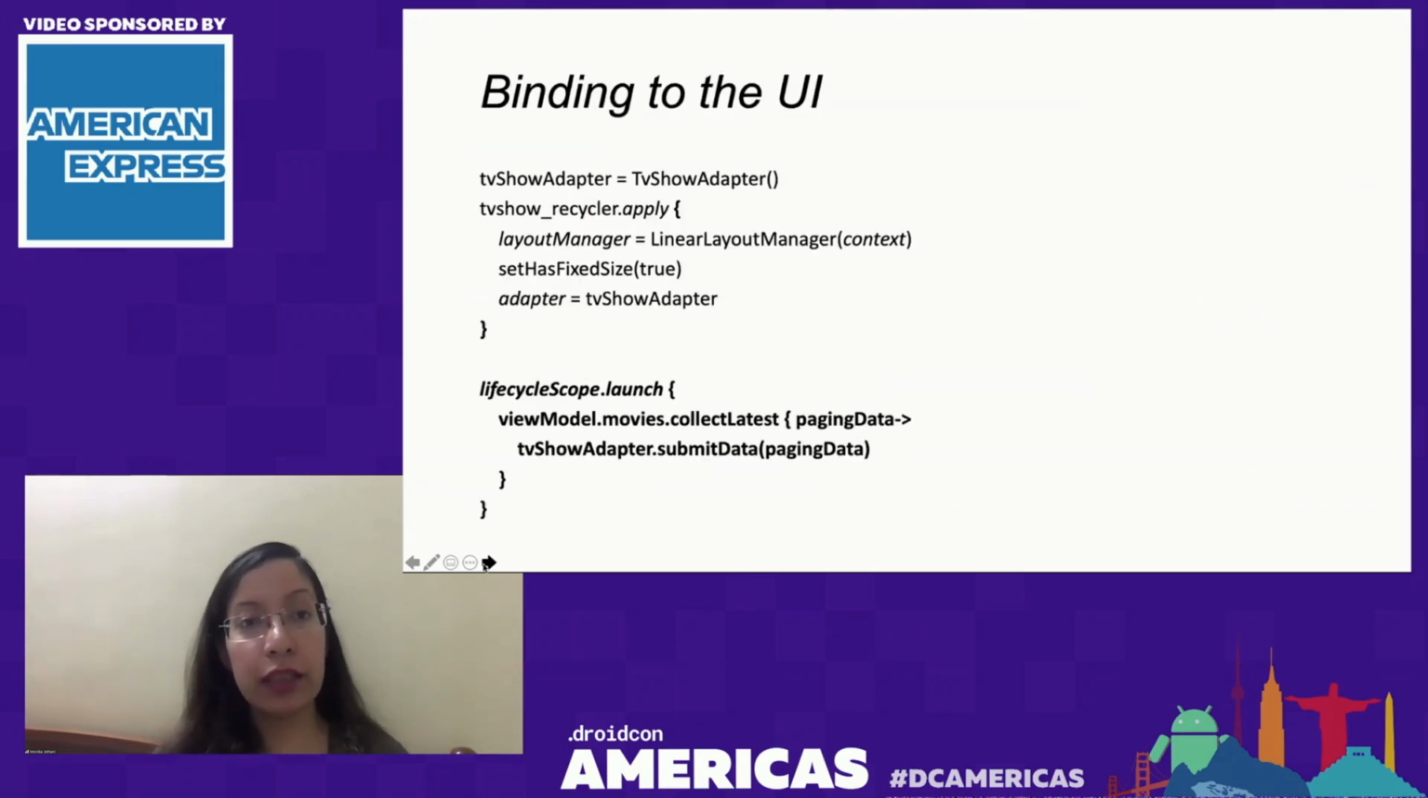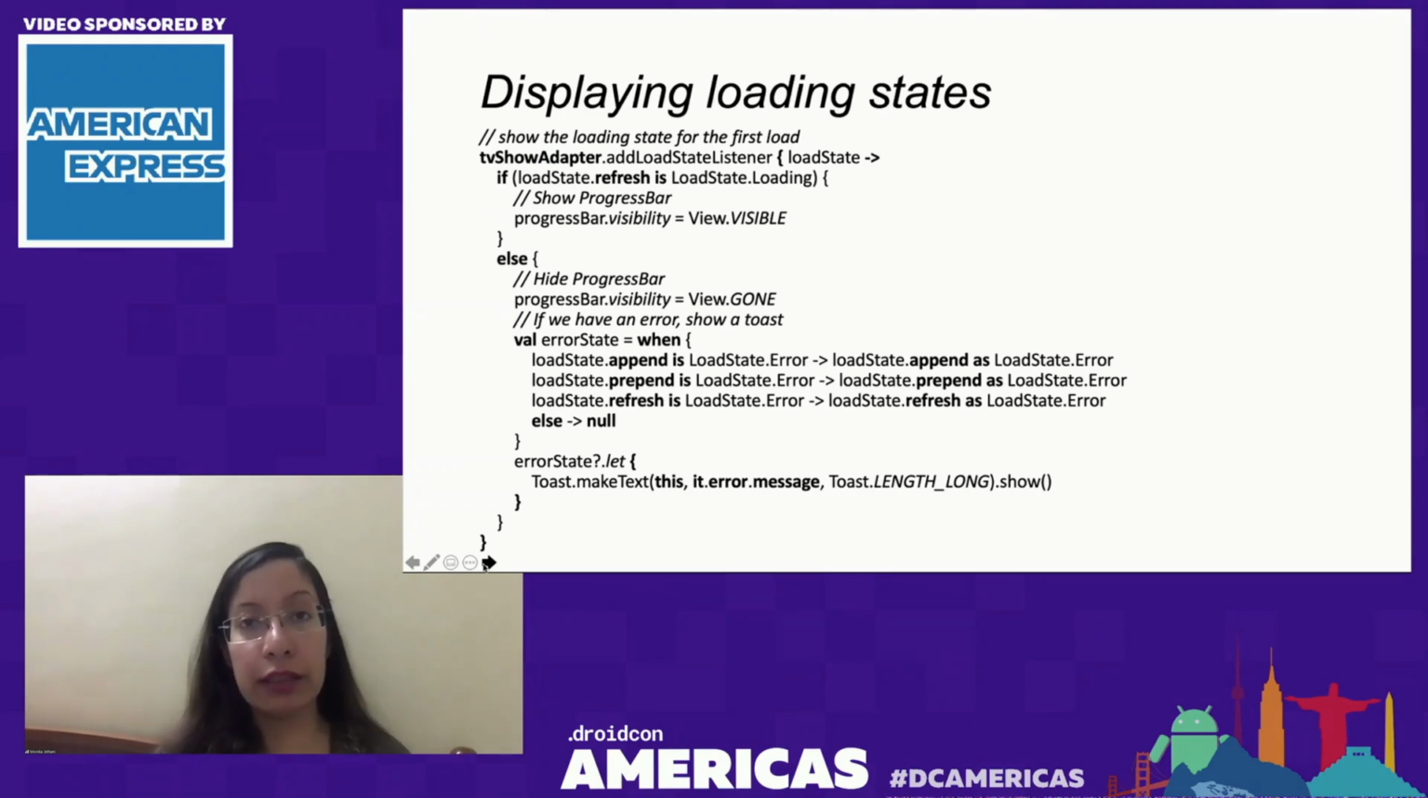And now, binding it to the UI. Binding it to the UI is the same as how you bind your adapter to your recycler view. You need to create an instance and bind it to the recycler view. But here, in the lifecycle scope, we fetch the data and submit it to the adapter. So we submit the entire paging data flow to the adapter. As I said, it is similar to any other normal adapter, but it is able to display the paging data.